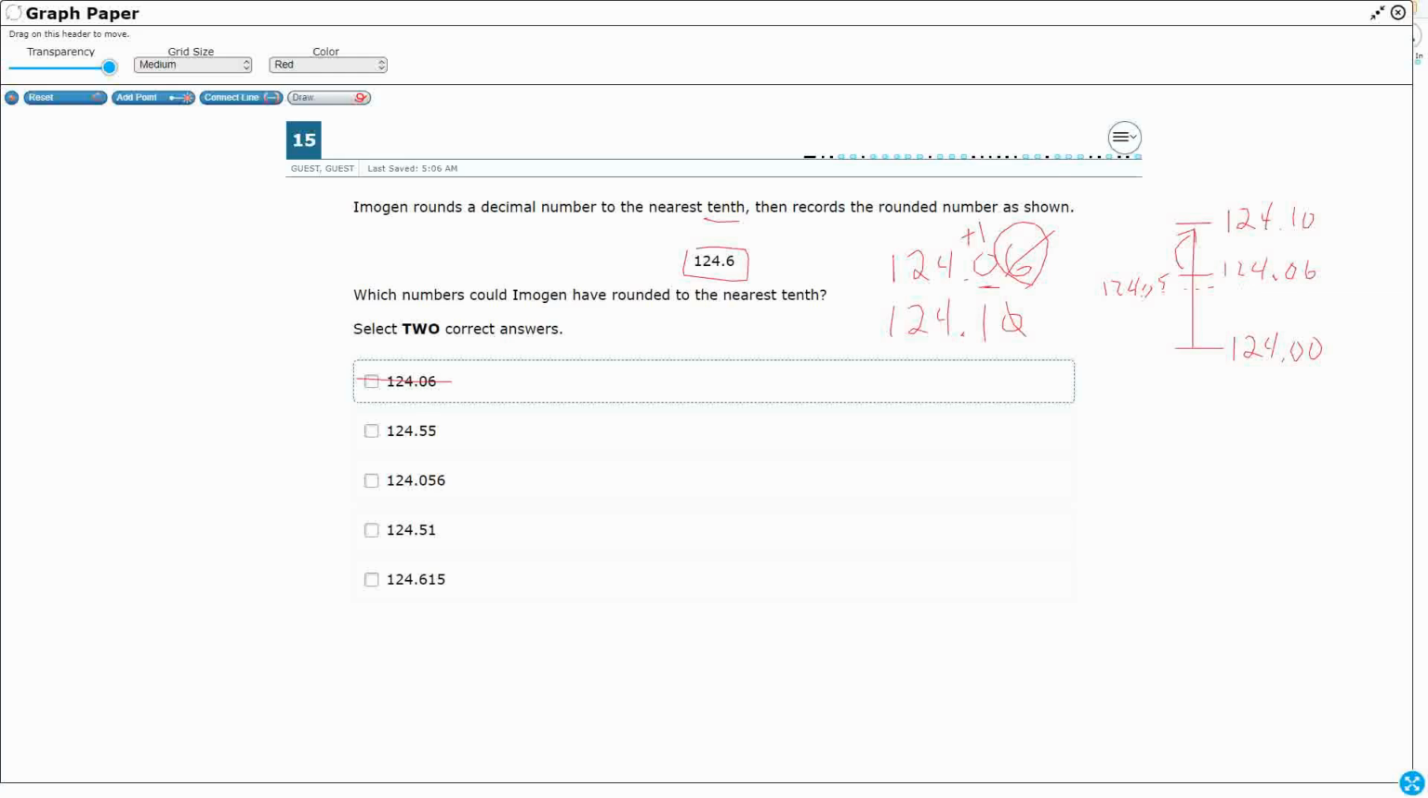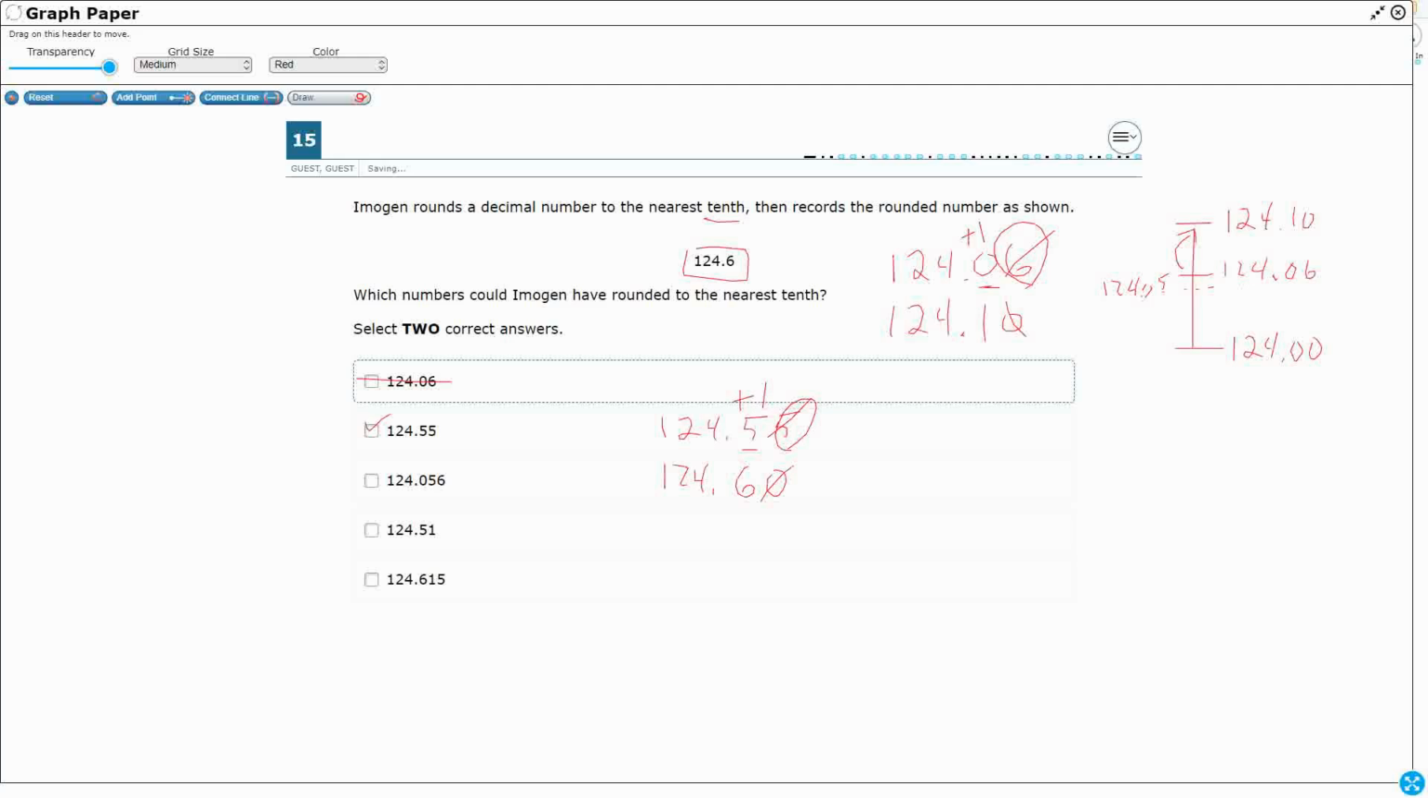So let's just repeat that. 124.55, my tenths place. I'm looking next door. So five and up changes that. So that's going to be 124.6. That goes away, becomes a zero, which we can drop. So that one looks good. It can say yes on 124.55.